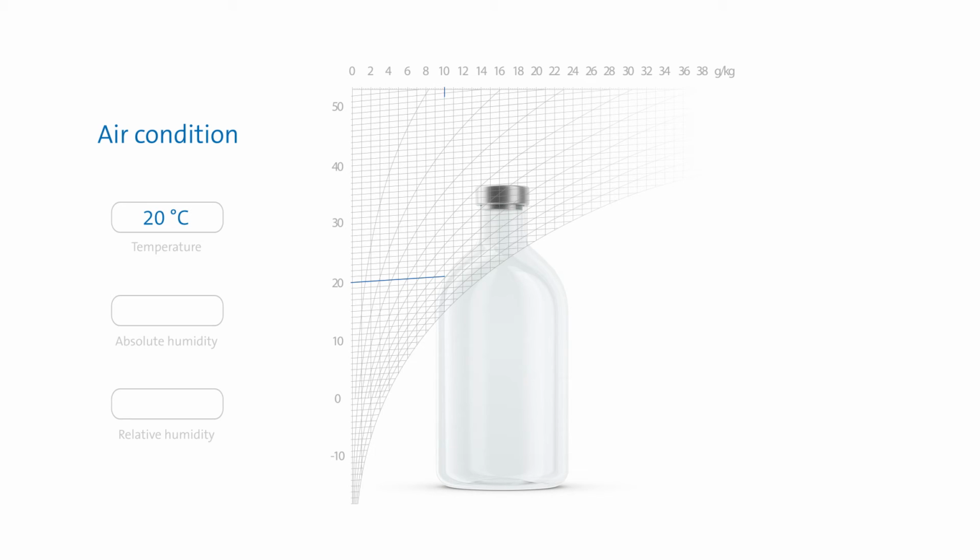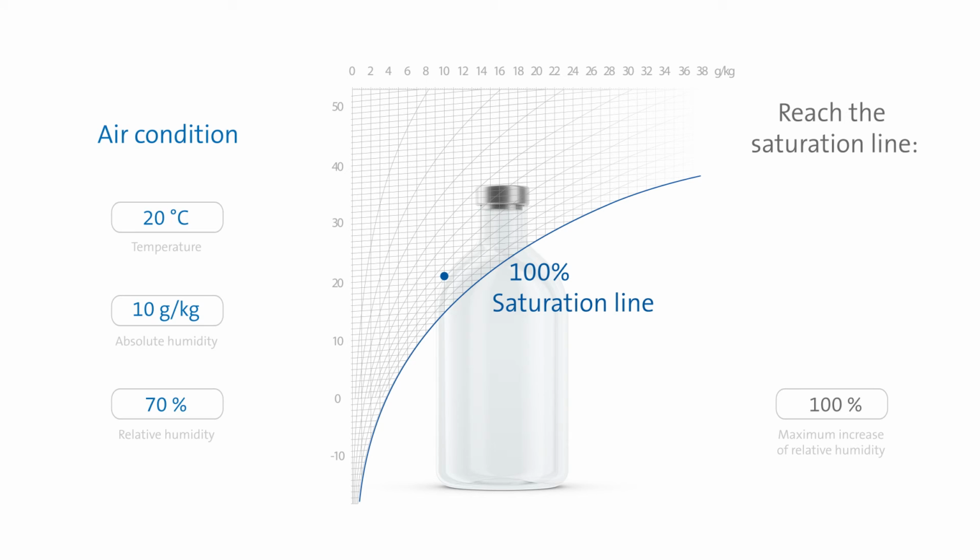So now, what can we say about an air condition with an established temperature, absolute humidity, and relative humidity? Let's assume we have a flask containing air at 20 degrees Celsius, 10 grams of water per kilogram of air, and 70% relative humidity. For a start, we know that the air is already very humid and can only absorb 30% more humidity.